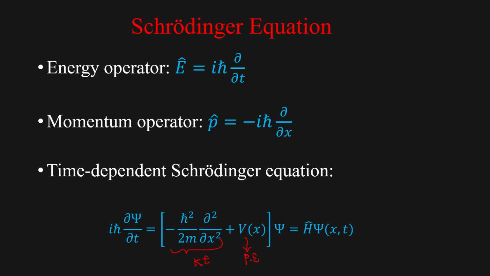So naturally, this is the wave function. If you add the kinetic and potential energy, you will get the Hamiltonian operator. The Hamiltonian operator is nothing but the sum of the kinetic energy operator and the potential energy operator. So the time dependent Schrödinger equation can be written as i h cross del psi over del t is equal to H psi, which is a function of x and t.